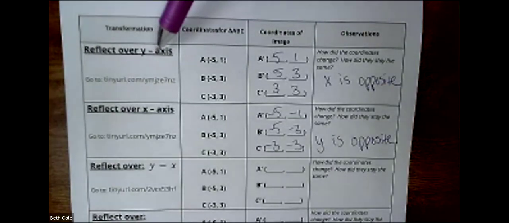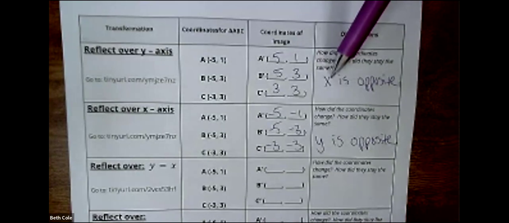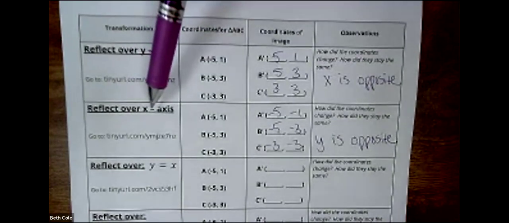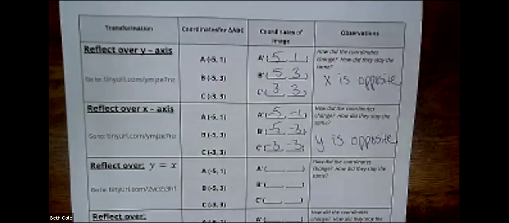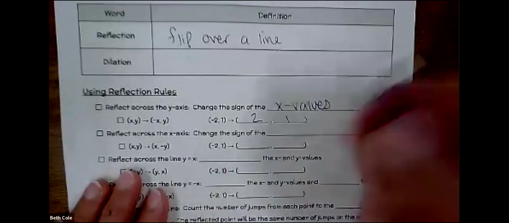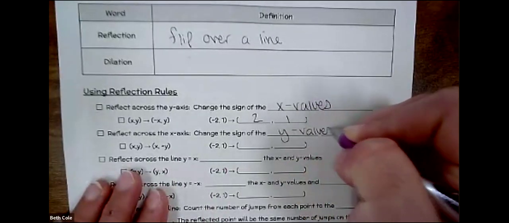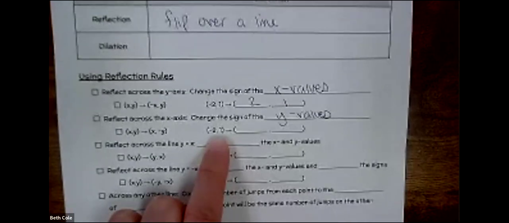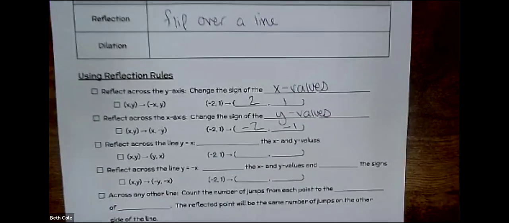So let's recap. When you reflect over the y-axis, you change what? The x value. When you reflect over the x-axis, you change the y value. Okay, so let's go ahead and flip over, and we're going to write it in our notes here. So reflect over the x-axis, you're going to change the sign of the y values. So it's just opposite, okay? So if you have this point, -2, 1, perfect. -2, -1. You keep the x the same, you would just change the y value.